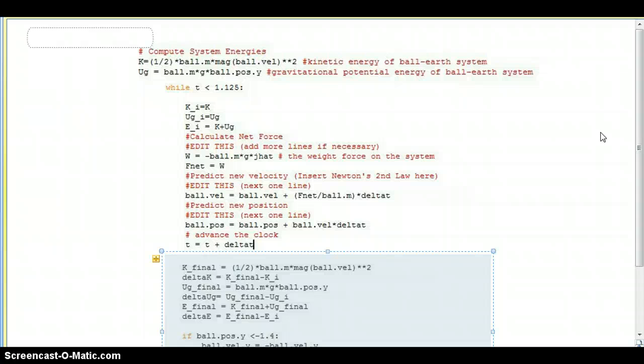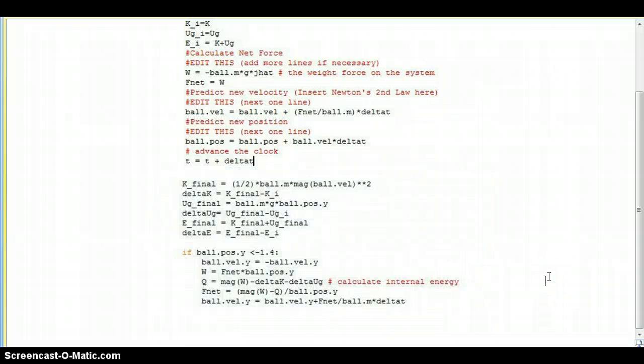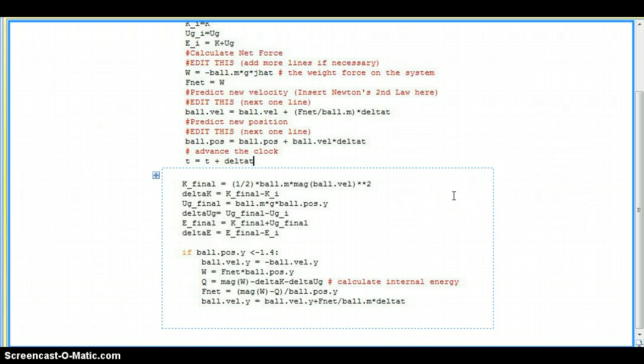In the while loop, the data associated with the ball is updated as it moves. As mentioned before, the net force is equal to the force of gravity acting on the ball. Here, I account for the bounce of the ball when it hits the ground. This changes the velocity from being in the negative y direction to the positive y direction. I then calculate the work as net force times the ball position. I also found the internal energy using the energy principle by subtracting the change in kinetic and potential energies from the work. From there, I found the new velocity of the ball.